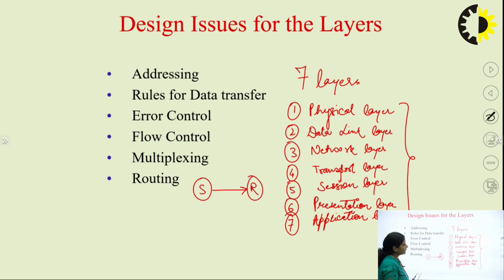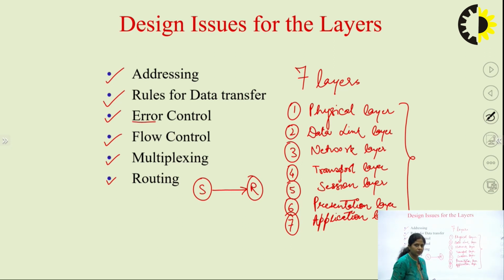So, while designing the layers, there are some design issues which we need to take care of, say addressing, rules for data transfer, then error control, flow control, multiplexing and routing. What is the source address? What is the destination address? How will data be transferred? Will it be in the form of bits, frames, packets and so on? What is error control?